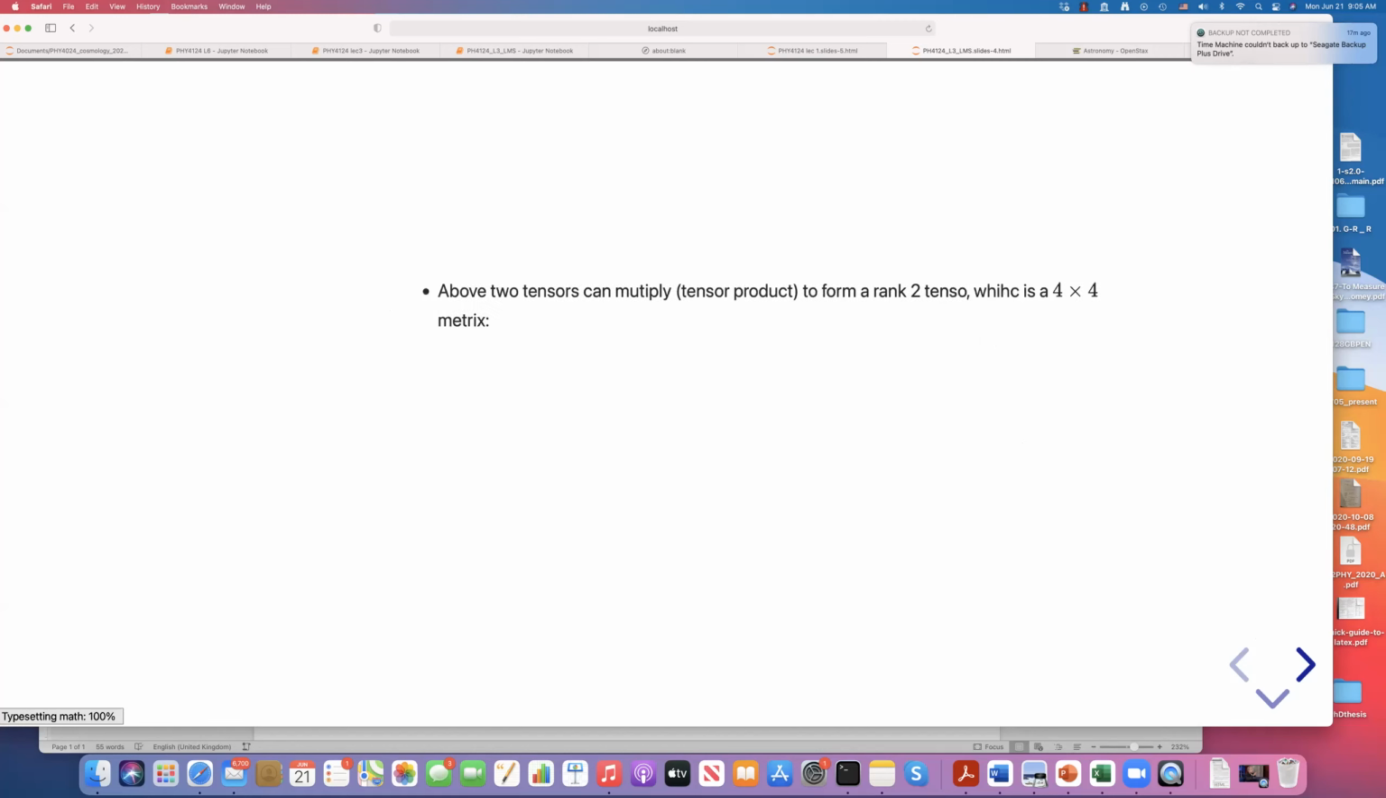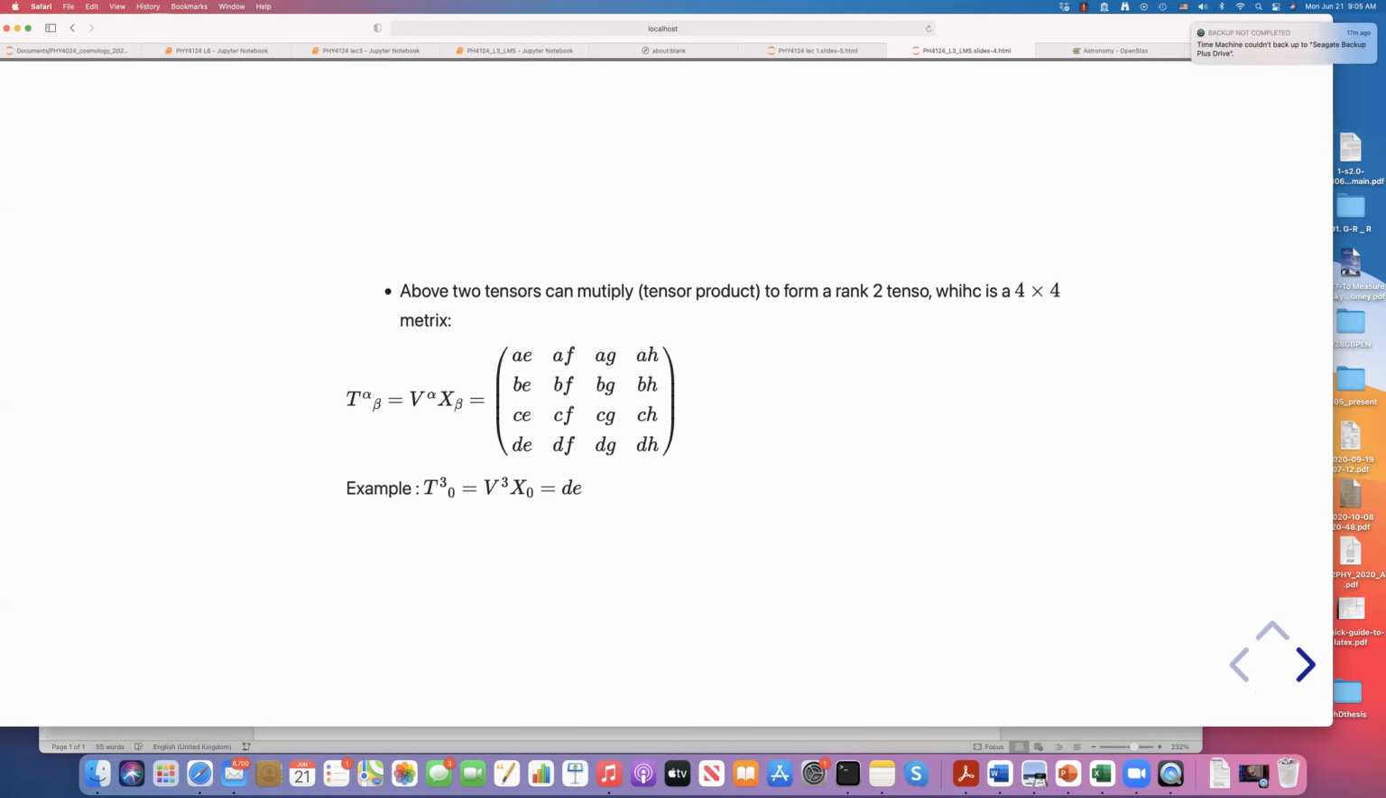And about two tensors, if you need, you can multiply them, and we call this type of operation the tensor product, to form a rank 2 tensor, which is a 4x4 matrix. I can see that there are small typos right here, which I will correct. So let's see how it works.